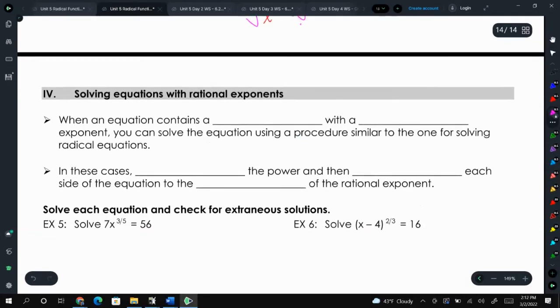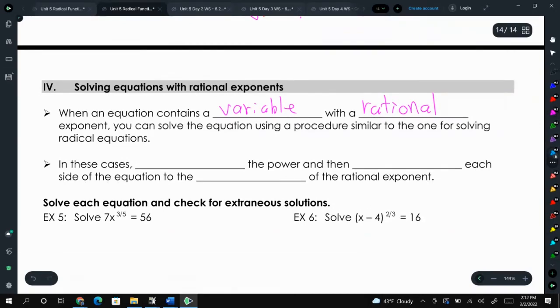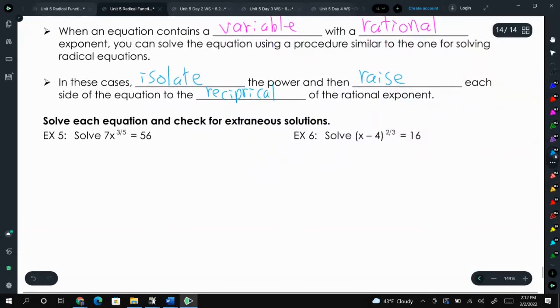So when you have an equation that contains a variable, so x, with a rational exponent, you can solve the equation using some of the procedures we just used. In most cases, we want to isolate the power and then raise each side of the equation to the reciprocal. Now, reciprocal means you're going to flip the fraction. And then we can check for extraneous solutions as well. So what does that look like?